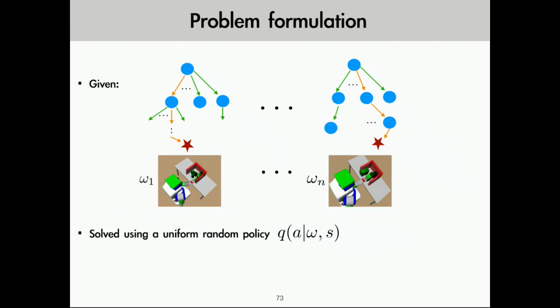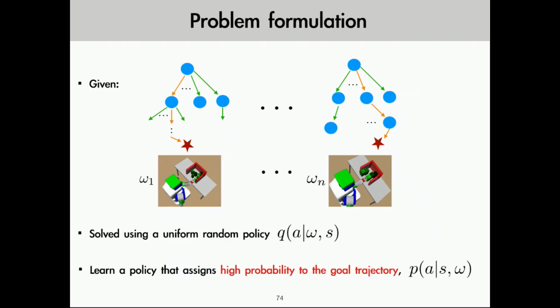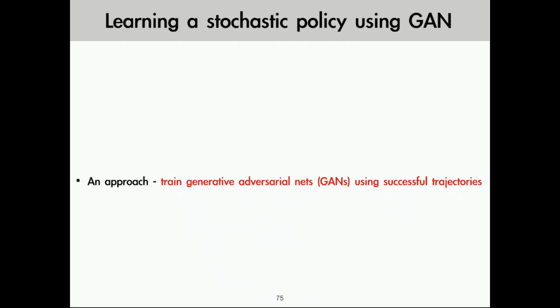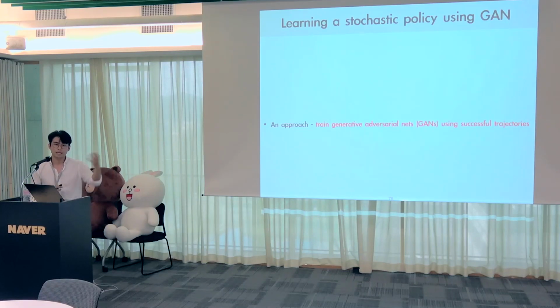So here is the problem formulation. Given a set of search trees that we got by solving n problem instances, where we denote the problem instance with omega, that are solved using a uniform random policy, Q, that conditions on the problem instance omega and a particular state, learn a policy that assigns high probability to the goal trajectory, which we're going to denote with P. One approach that we can take is to train a generative adversarial network using successful trajectories. So we're going to take all these state-action pairs that led to a goal state, and show them to a GAN, and then train a generator that generates actions that are like those on the solution trajectory.